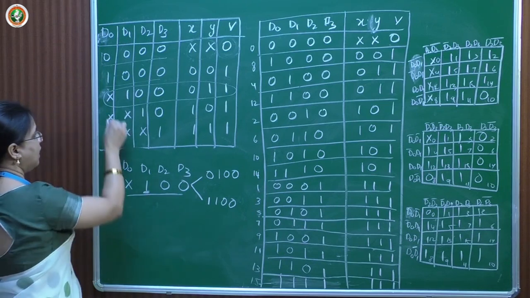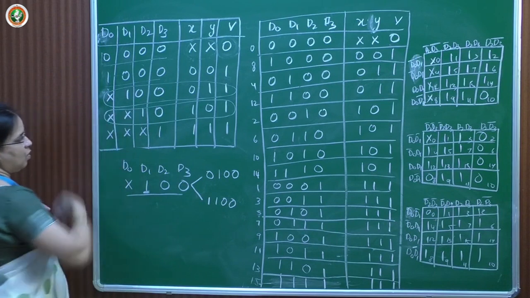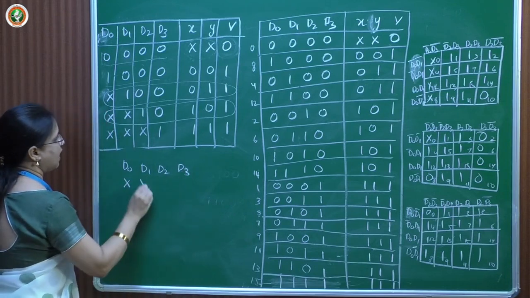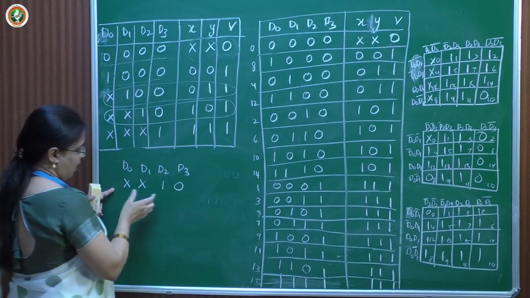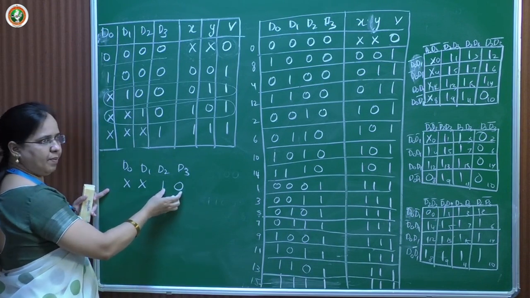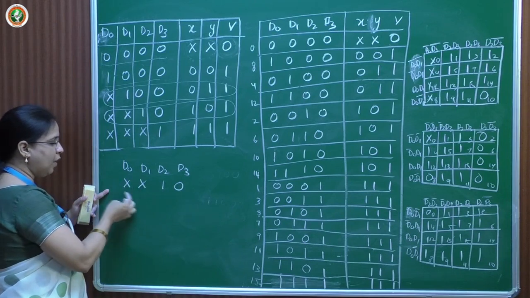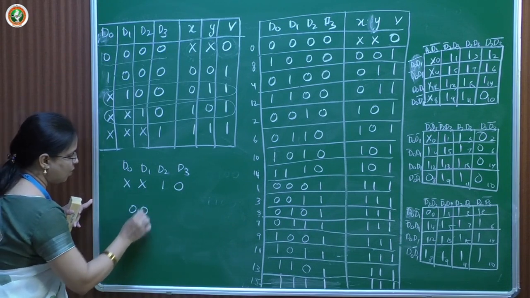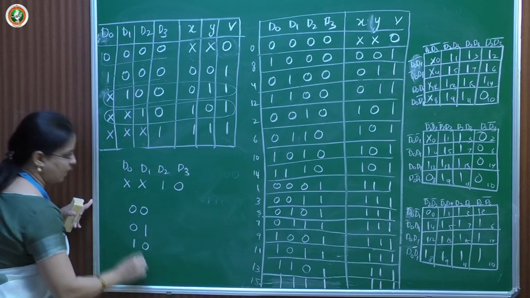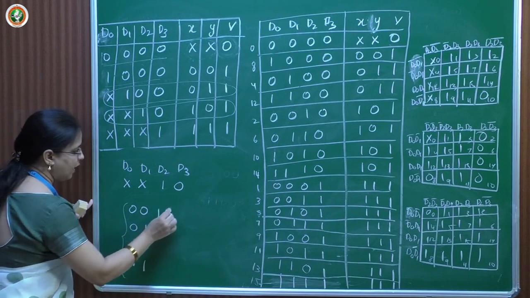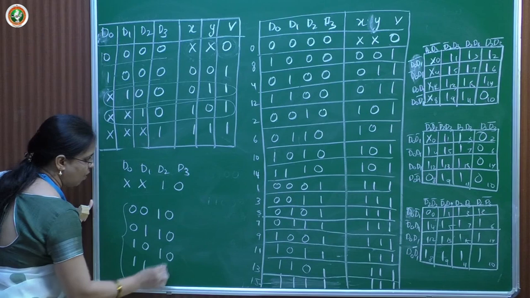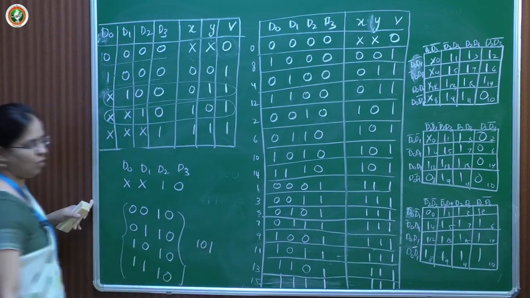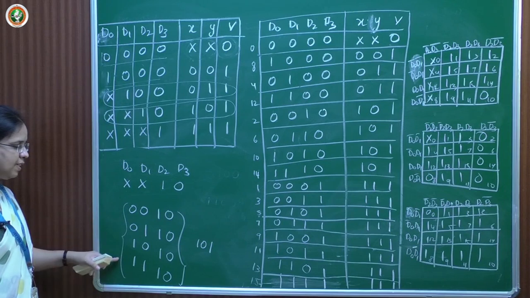Okay, so let us see similarly. Can you guess what will be the meaning of this row? XX10 means these two values should be 10 only. For these two X's, I will get how many combinations? When I have 2 entries, I will get 4 combinations: 00, 01, 10, 11. So for all these, what is the D2 and D3 value? 10, 10, 10, 10. And for all these 4 rows, what is the output I should get? 101.